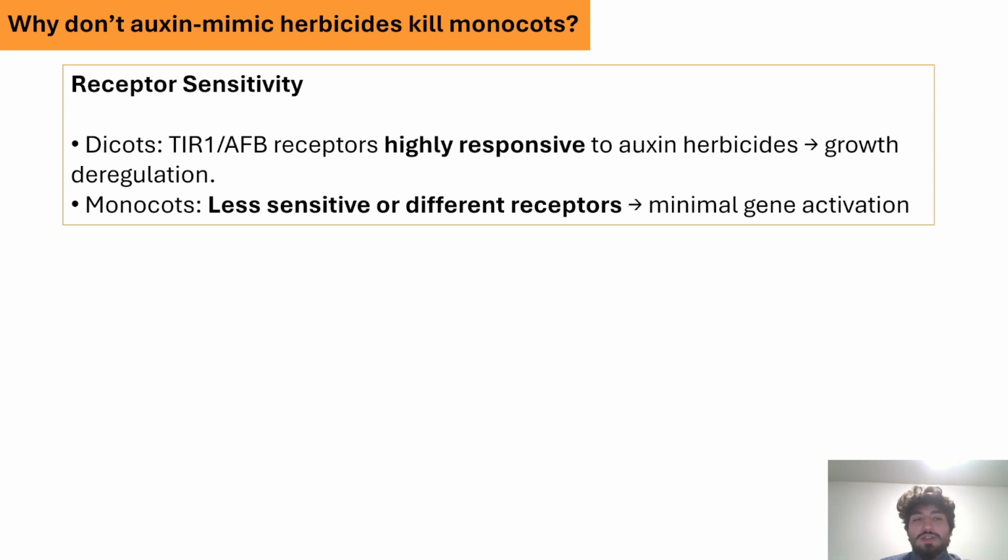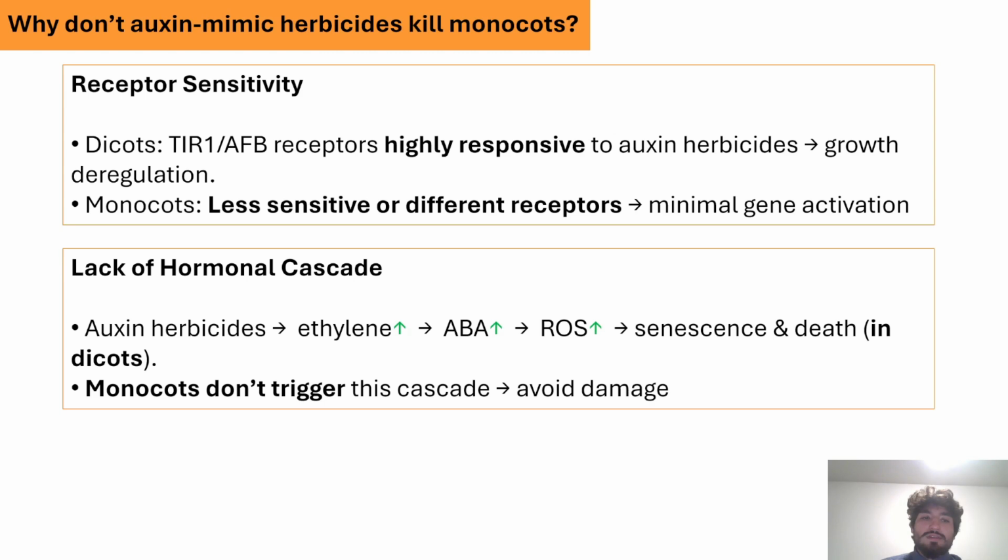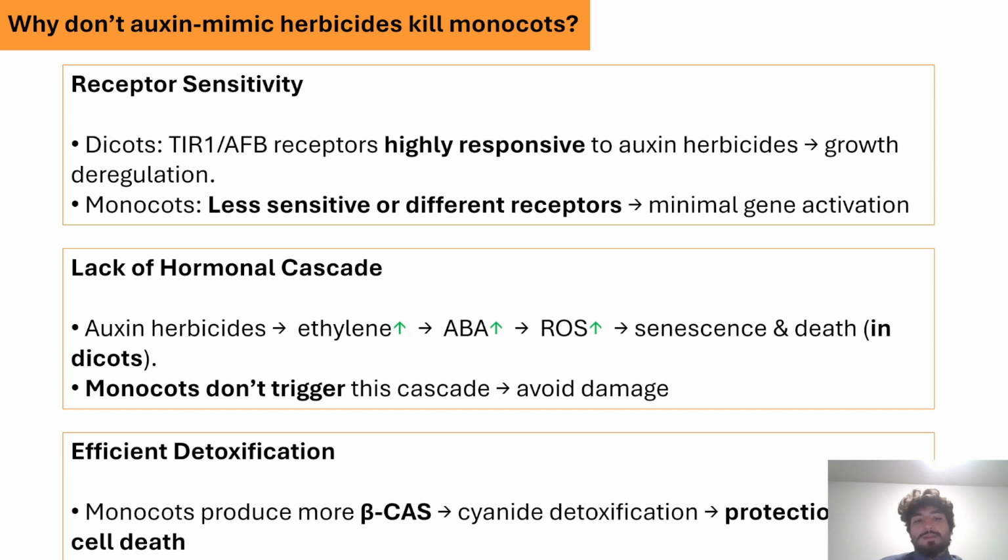So the first one, receptor sensitivity. In dicots, we have TIR1 and AFB receptors highly responsive to auxin herbicides, which leads to growth deregulation. However, monocots are less sensitive and have different receptors, which leads to minimal gene activation. And also, when using auxin herbicides in dicots, we have increased levels of ethylene biosynthesis and ROS, which leads to senescence and death. However, in monocots, they don't trigger this cascade, which avoids damage. And also, some monocots are efficient in detoxification because they produce more beta-CAS, as I said before, which is a protein responsible for cyanide detoxification, which protects from cell death, right?